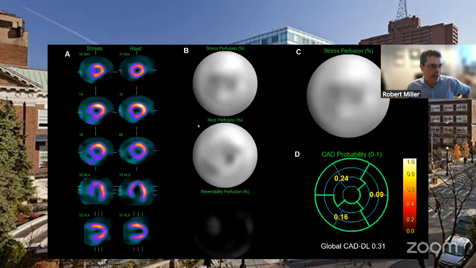This is another case. What you see is a partially reversible defect, primarily in the septum, anteroseptal and inferoseptal segments. But the deep learning model says there's a low risk of coronary disease. So this is one that you might have called abnormal, but the deep learning says it's low risk. You could go back and review the images and say, oh, they had a left bundle and they were exercised for some reason, so it's probably just a left bundle defect, and you could downplay it a bit.